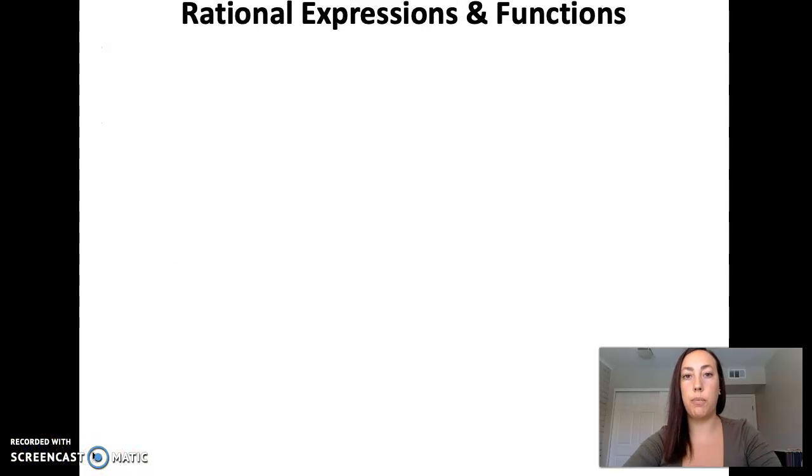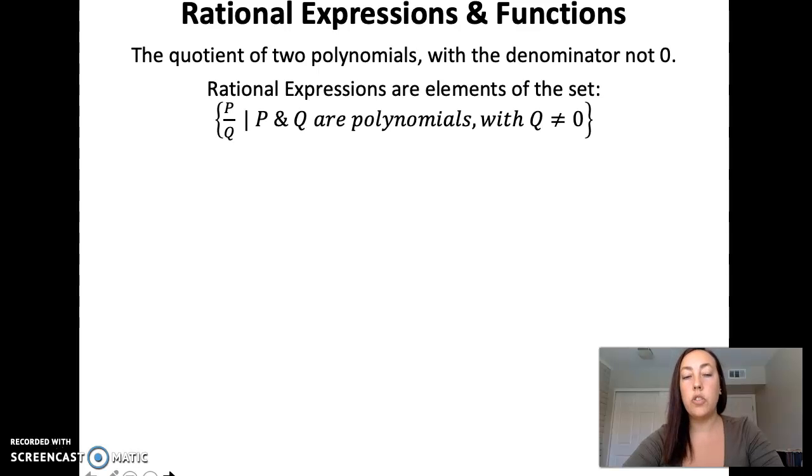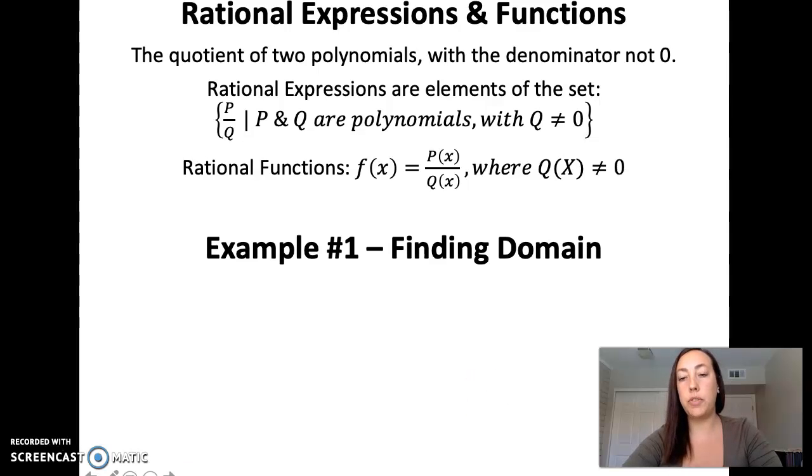Let's just define what a rational expression is. A rational expression is something that's basically a fraction, and with fractions we can't have the denominator be 0. So on top we're going to have a polynomial, on bottom we're going to have a polynomial, and again the bottom polynomial cannot equal 0 since we're not allowed to divide by 0. And if it's a function, then it's just defined as a function, and again the function on the bottom cannot equal 0 as well. So let's talk about domain.